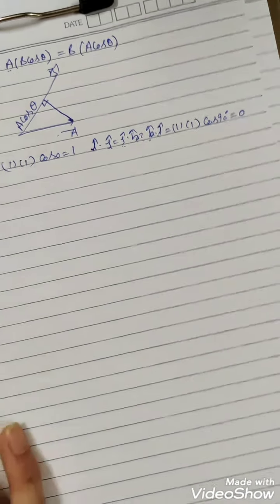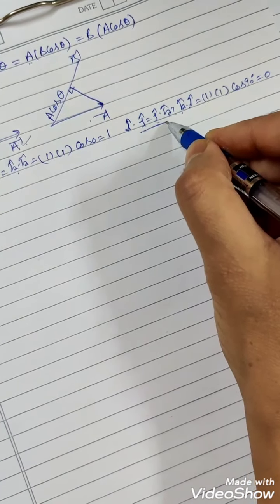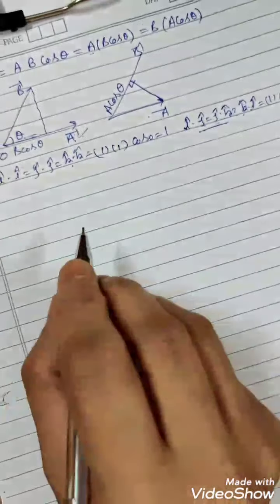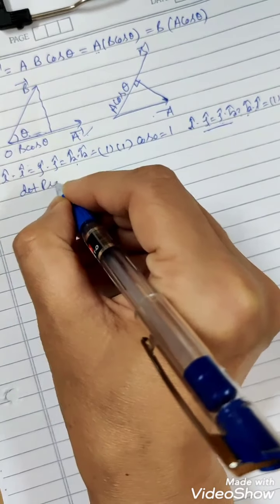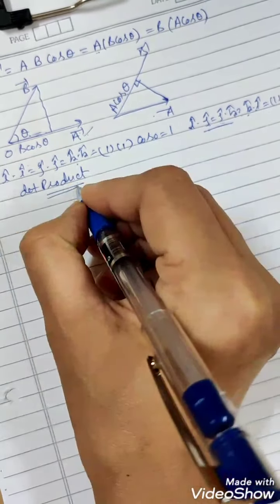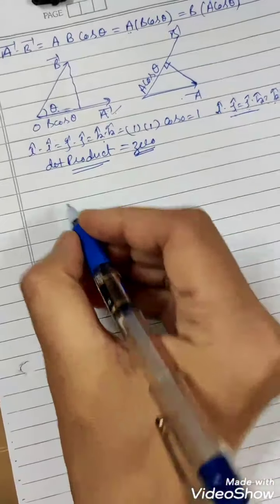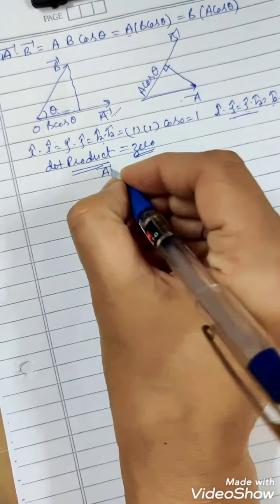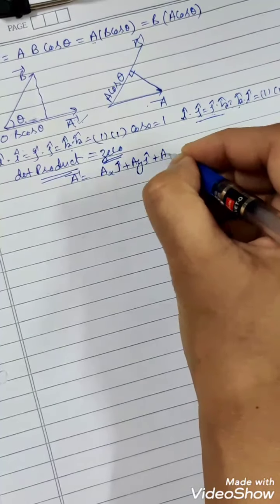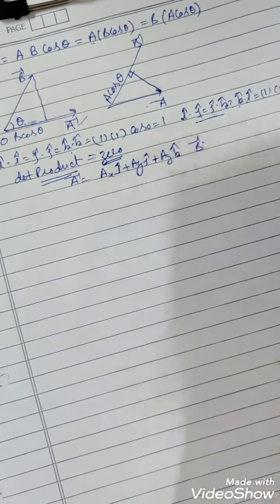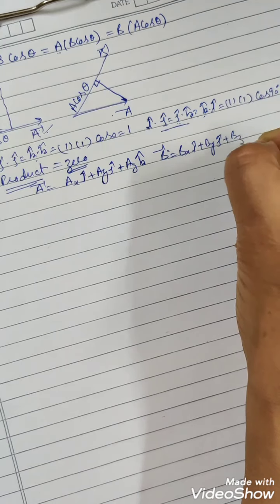Now we have the condition: two vectors are said to be perpendicular if their dot product is 0. The dot product is also called the scalar product, because it gives the resultant as a scalar. Now how do we calculate the dot product? A vector is AX i cap, AY j cap, and AZ k cap, and the B vector is BX i cap, BY j cap, and BZ k cap.